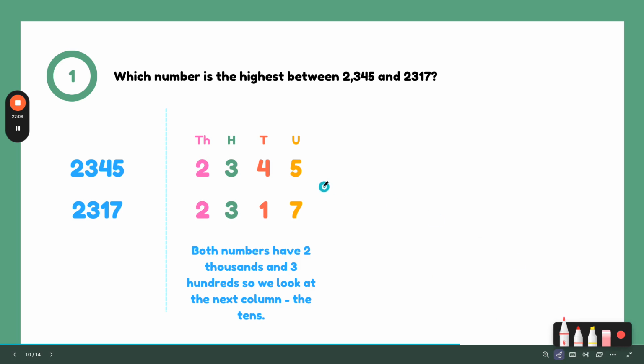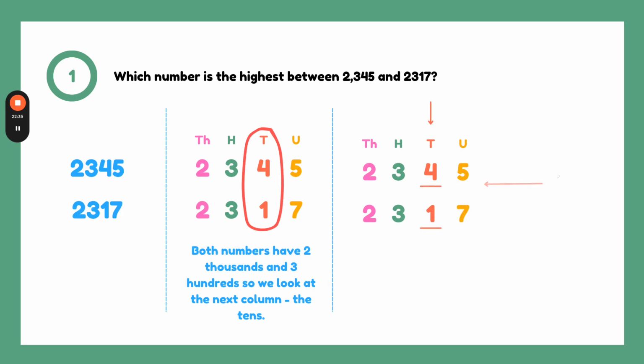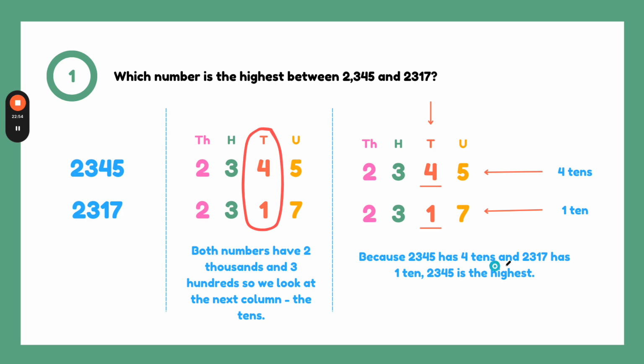So this was our tens column, the second to last. We have 4 tens in our first number and 1 ten in our second number. So this number has 4 tens and this number has 1 ten. Because this number has 4 tens and the second number has 1 ten, this will be our highest number, because there's more tens in this number than in this number, which means this is our smallest number and this is our bigger number.